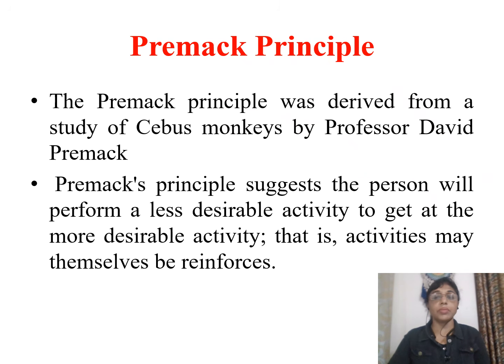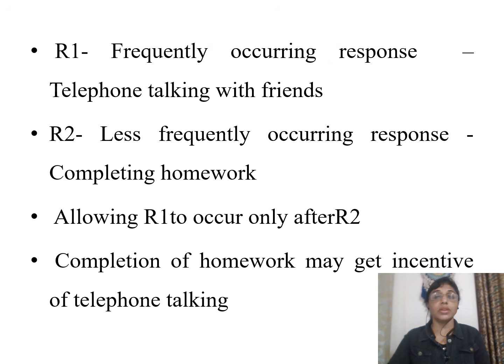Premack principle. The Premack principle was derived from a study of Cebus monkeys by Professor David Premack. The Premack principle suggests a person will perform a less desirable activity to get at a more desirable activity. That is, activities may themselves be reinforcers. Example: R1 is a frequently occurring response, that is, talking on the telephone with friends. R2 is a less frequently occurring response, that is, completing the homework. The person is allowed to do R1 only after R2. That means completion of homework may get the incentive of telephone talking.